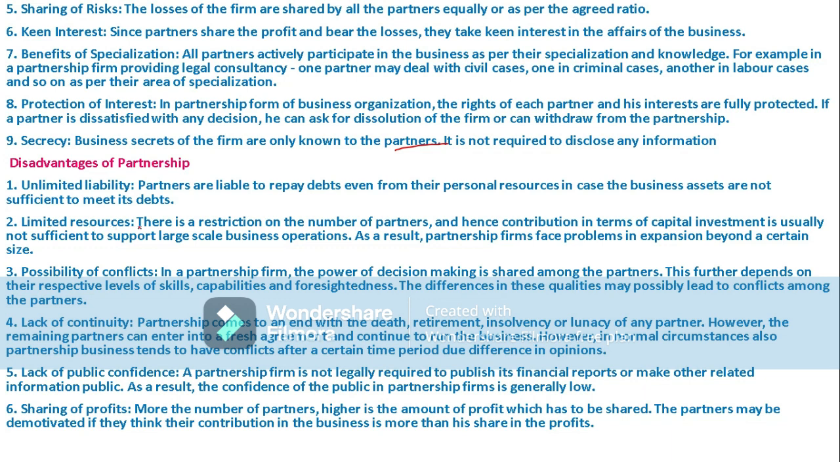Then limited resources. There is a restriction on the number of partners, and hence contribution in terms of capital investment is usually not sufficient to support large scale business operations. For small businesses it will be easy, we can have enough resources, but for large scale business operations, the maximum limit is only 20 members. So the resources may be very limited. Therefore limited resources is a disadvantage.